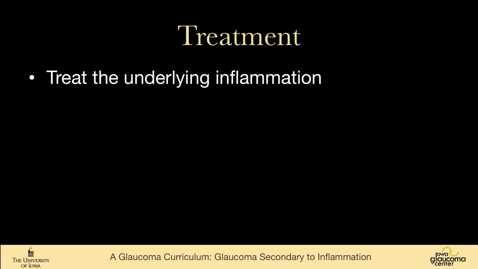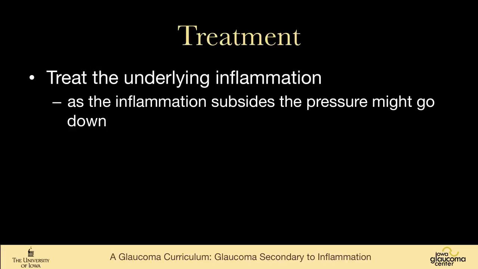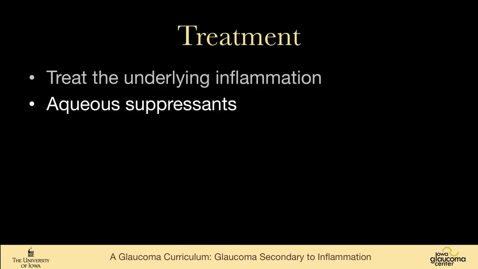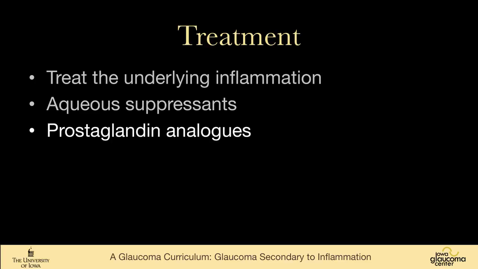Treatment is to treat the underlying inflammation. As the inflammation subsides, the pressure might go down, but it could also go up. So again, one needs to stay vigilant. Aqueous suppressants, always the right answer, pretty much. There's a controversy about prostaglandins. I think early on we didn't use them much because of the concern that prostaglandins are part of the inflammatory cascade. But I think more and more, many of us are comfortable using prostaglandin analogs instead of doing surgery or other interventions. I don't believe it would be the first choice of medications to control glaucoma in an inflamed eye, but it's not absolutely contraindicated.